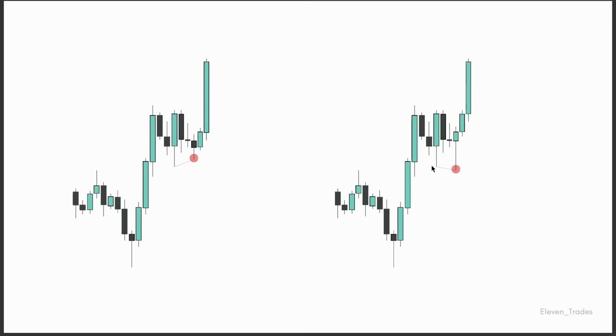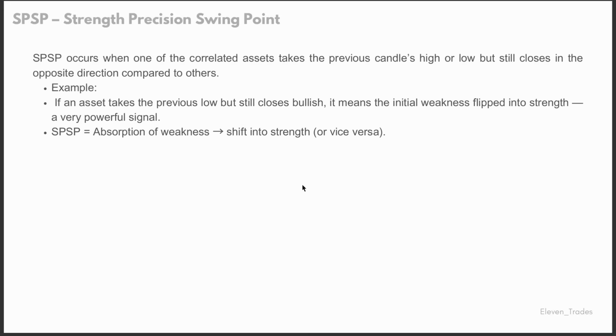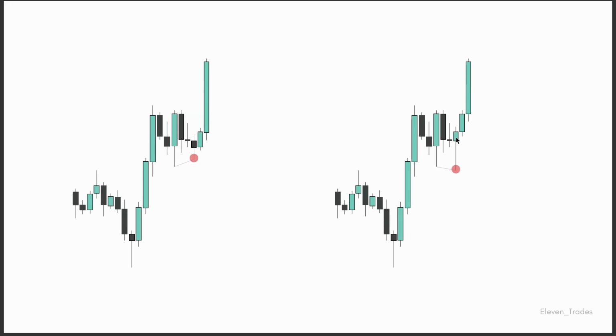So this means despite the bearish SMT divergence, this asset has now created a bullish swing point, and now the probability of it going higher is more in comparison to the gold, because despite the weakness, it turned into strength in the last candle. And the same will be applied to the bearish example: absorption of weakness turning into strength, or absorption of strength turning into weakness in a bearish example when this asset is printing that bullish candle. So this means the initial weakness is now absorbed into strength and we can long the third or fourth candle higher. So this was the SPSP.